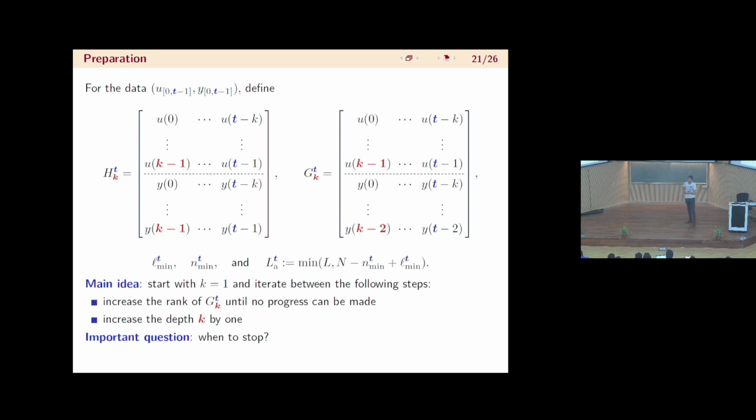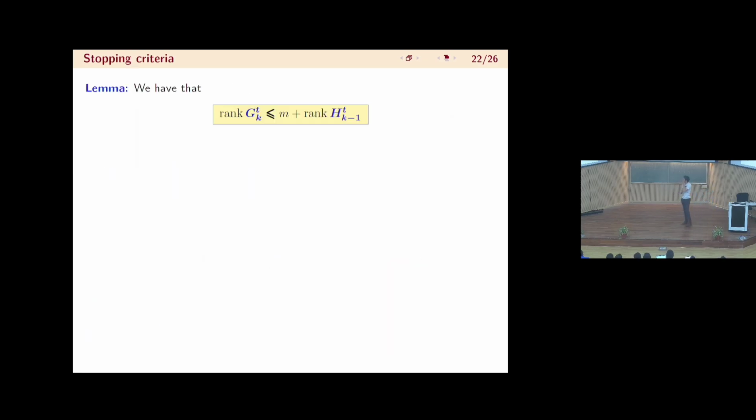Yeah, but of course the important question is when to stop that. At a certain point I would like to stop and conclude that my data are informative. So how to do that? Well, to conclude that I need two lemmas. So first of all, one can prove that the rank of G_k^T is always less than or equal to m plus the rank of H_{k-1}^T.